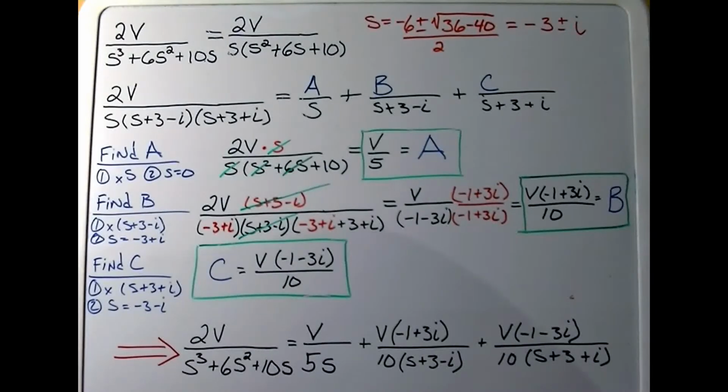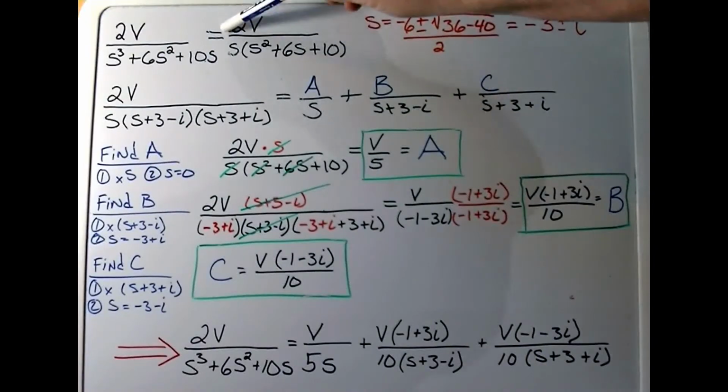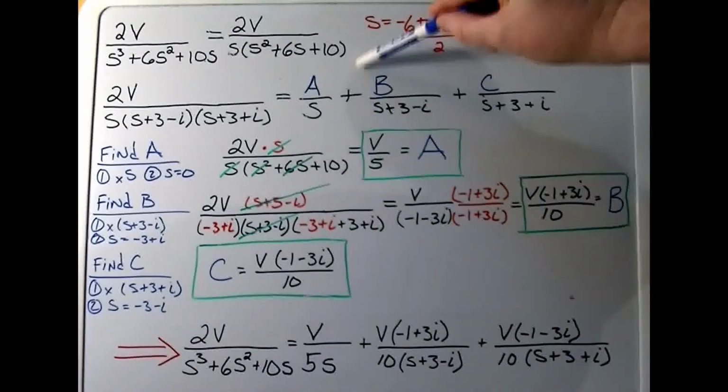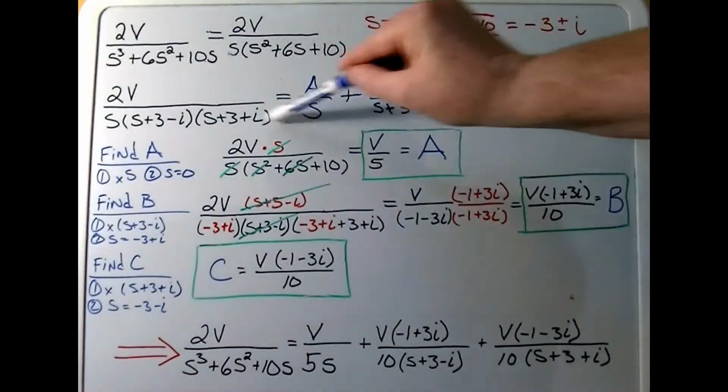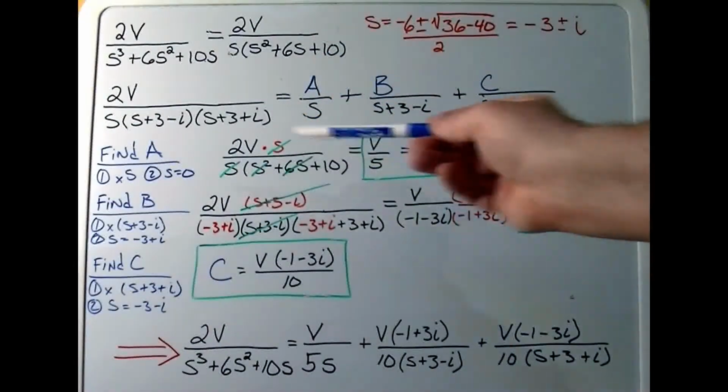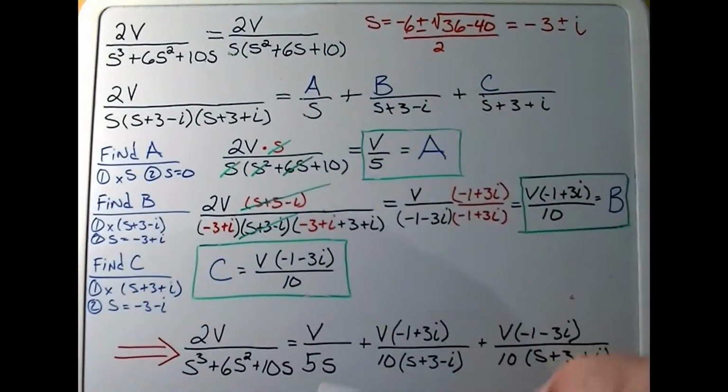Let's see what happens on the left-hand side. In this case, let's bring the left-hand side down in this form, okay? So here it is down here in this form. And let's multiply by s, right?